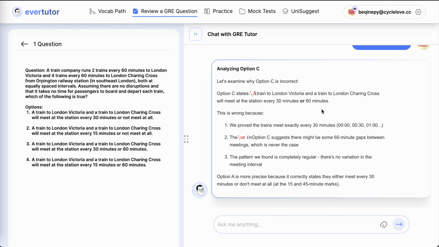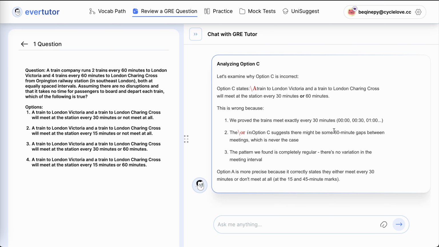The first one is what we proved. The second one is 60-minute gaps, which is never the case. This is absolutely wrong. We have proved that it meets every 30 minutes. That's why option C is not correct. And you have to be very, very aware of what you're doing and go through each and every option from top to bottom and reason about it as well.